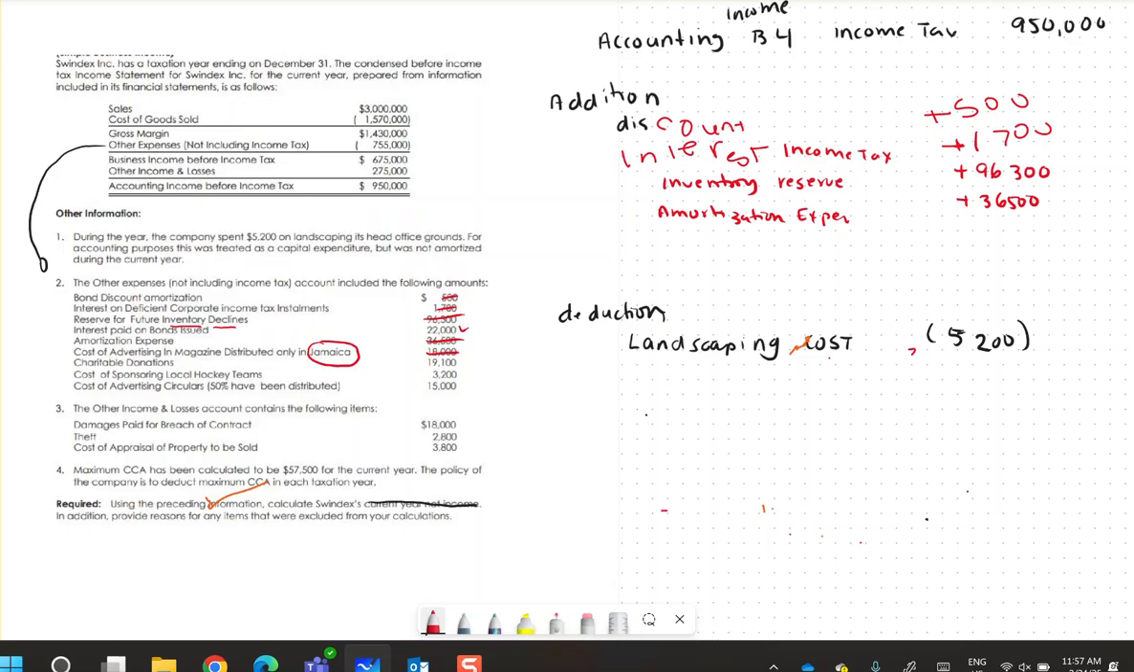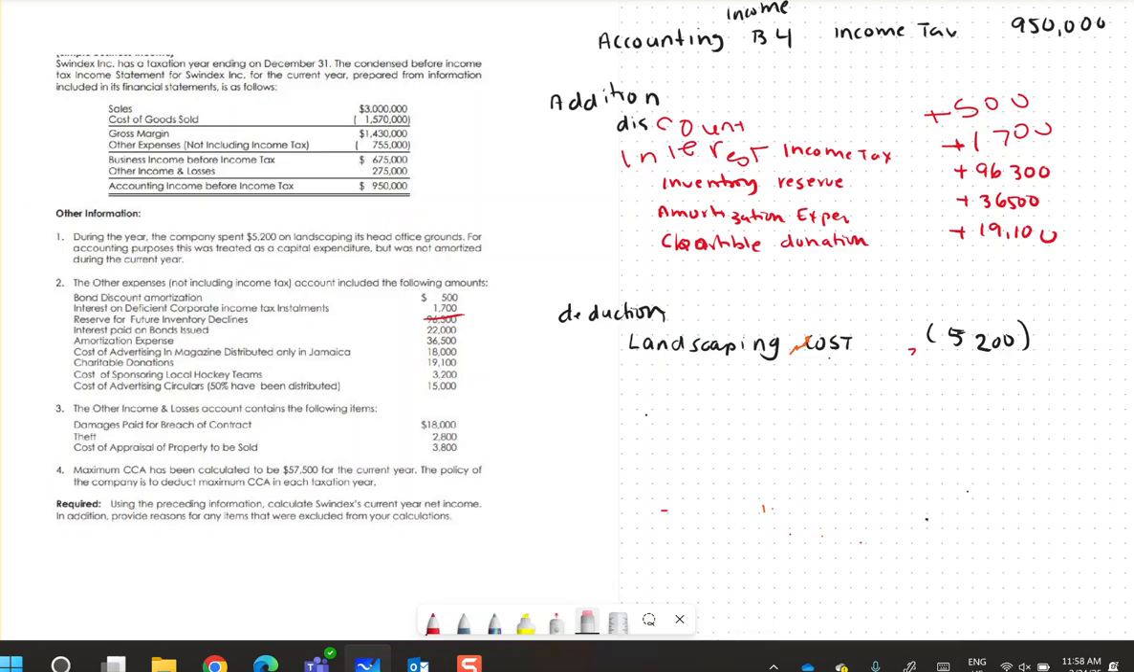Charitable donations, I needed to add back. We're going to get a credit for it. It's not a deduction, we get a credit. So charitable donation, I'm going to add the 19,100. So then charitable donation, we dealt with it.